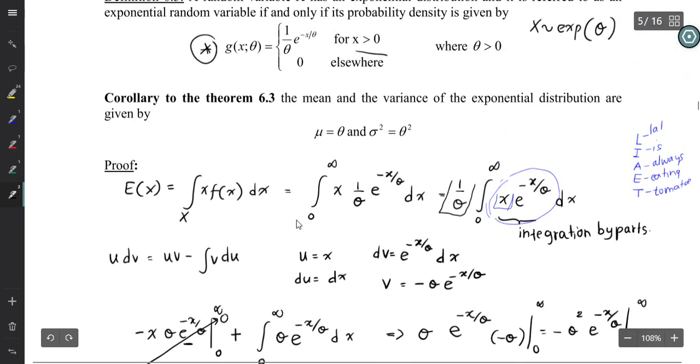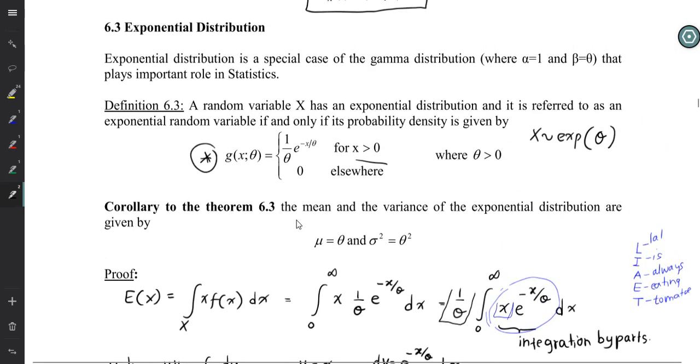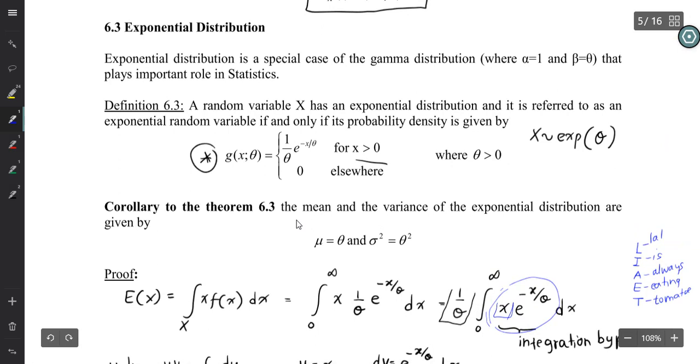Now if you refer to statistics textbooks, you'll find an alternative formulation of the exponential distribution. So this is an alternative equation. I'm mentioning it because if you see this in textbooks you might get confused.